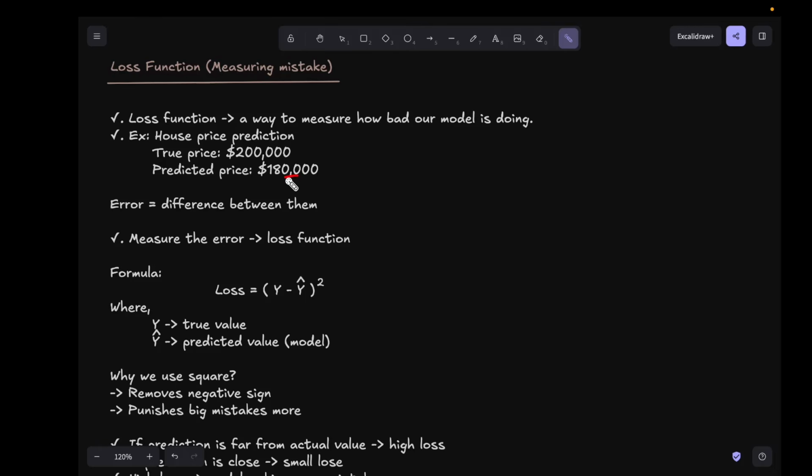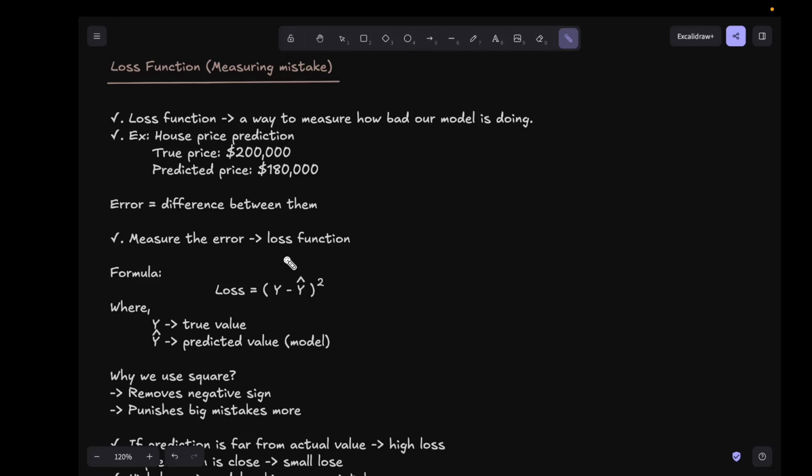So the difference between them is $20,000, which is a big error. To measure this error, we use the loss function. It's a mathematical formula that calculates a single number representing the total error of our model's predictions.